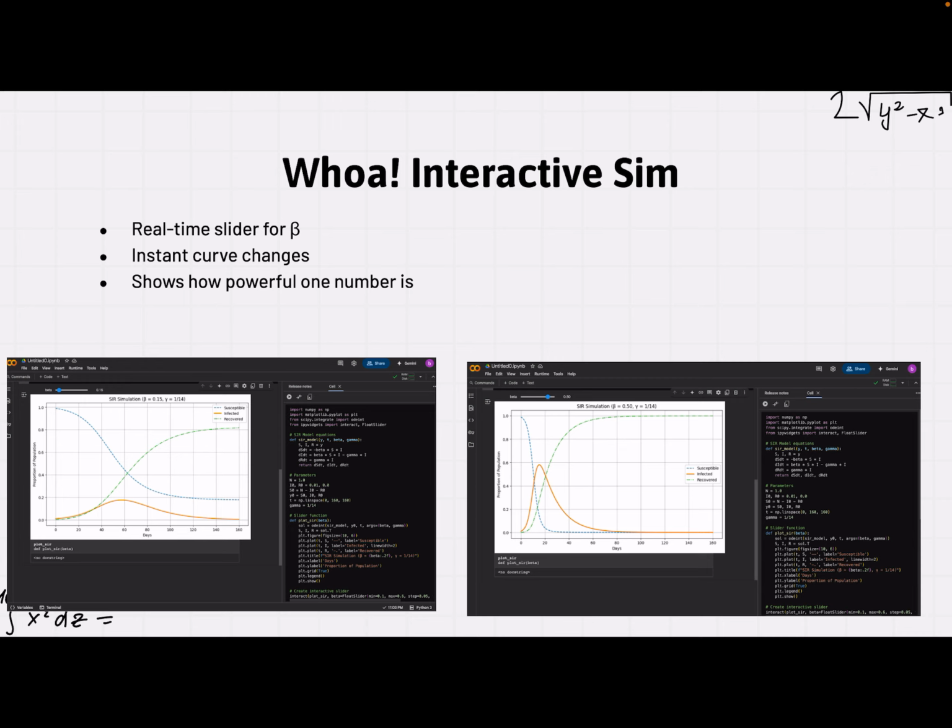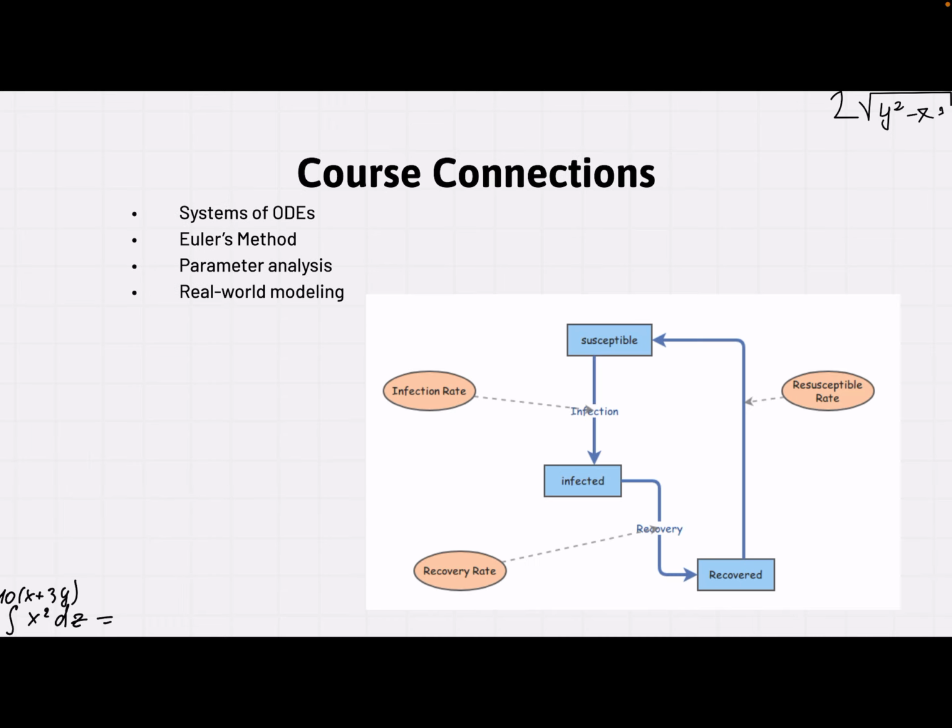Now I couldn't really add the code or the graph in here, but these are me just using two different values. The first one I used 0.16 for beta and then 0.5 for beta in the second one.